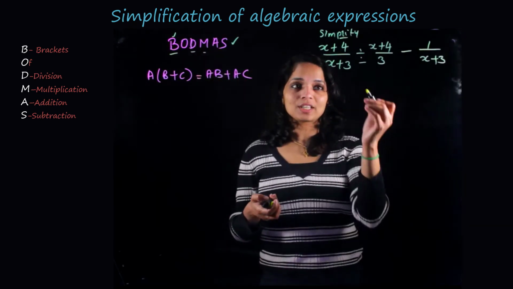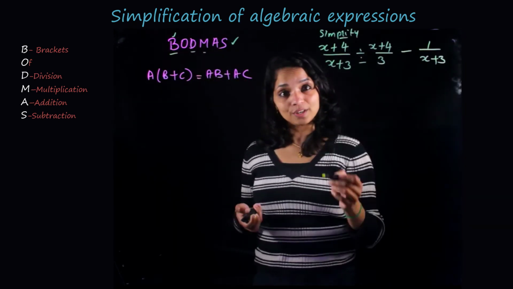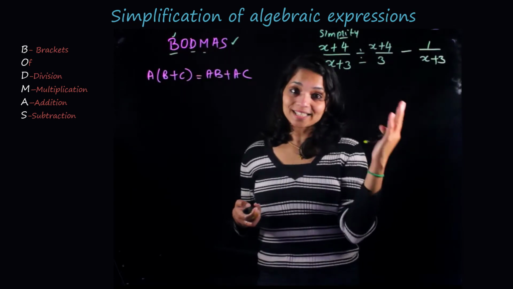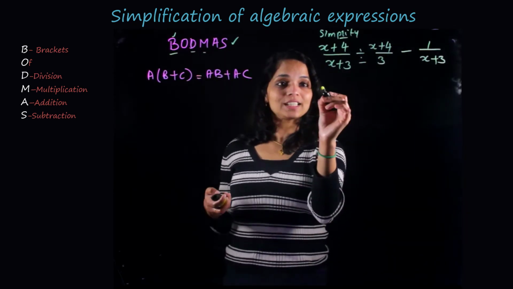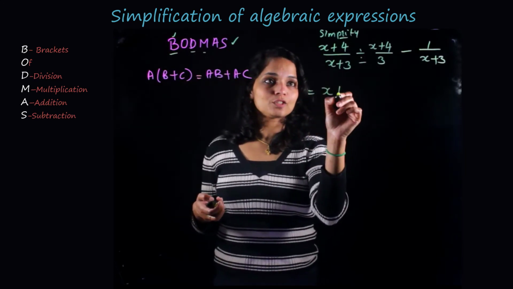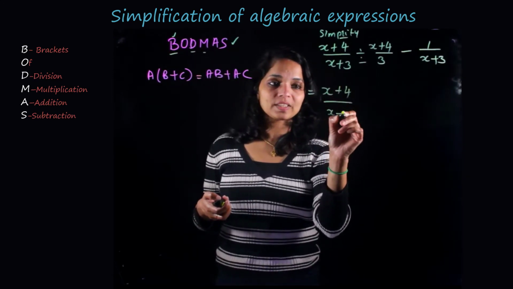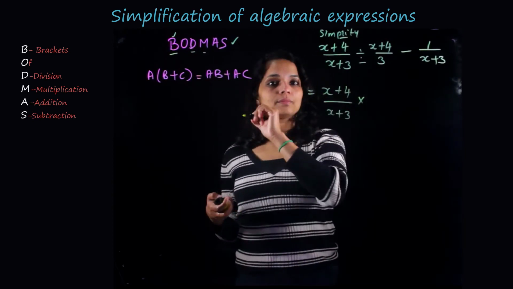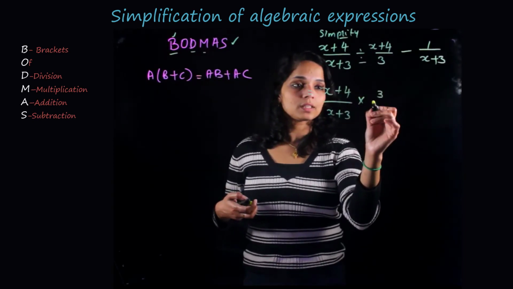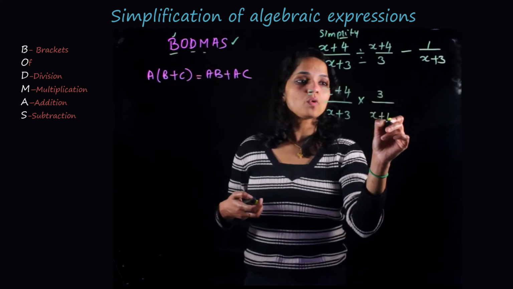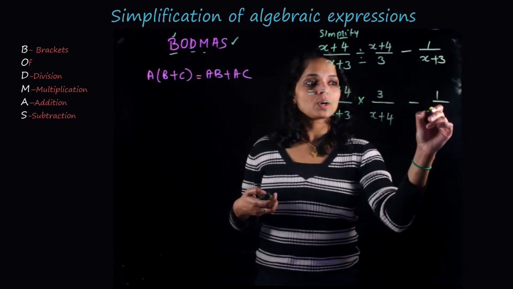Division or multiplication: we need to do this division first. To do the division of a fraction, it's easy. Just multiply with the reciprocal of the fraction. So let's do that now. That's equal to (x plus 4) on (x plus 3) multiplication, and the reciprocal is just flipping that one. So it's 3 on (x plus 4), and the rest is 1 on (x plus 3).